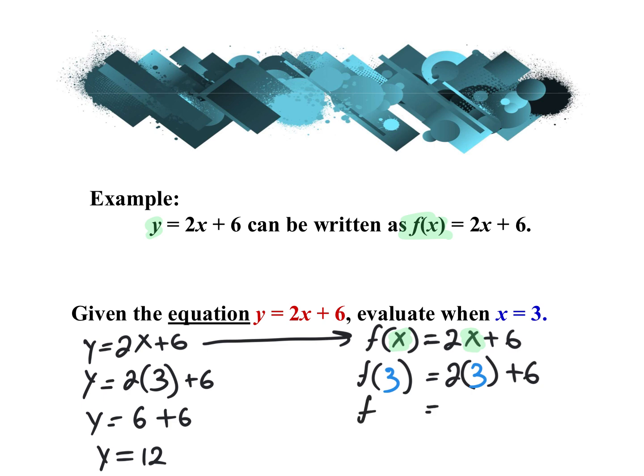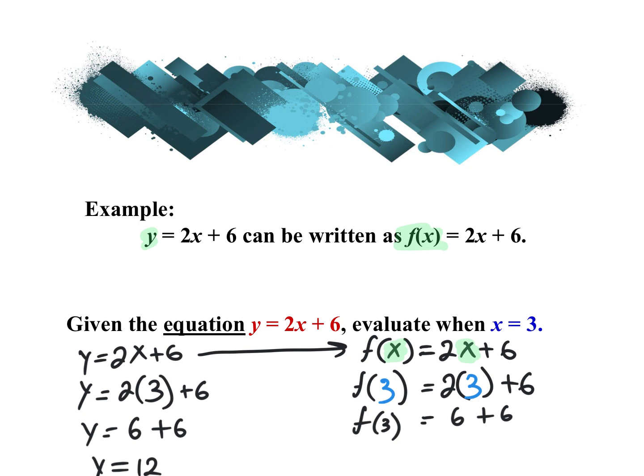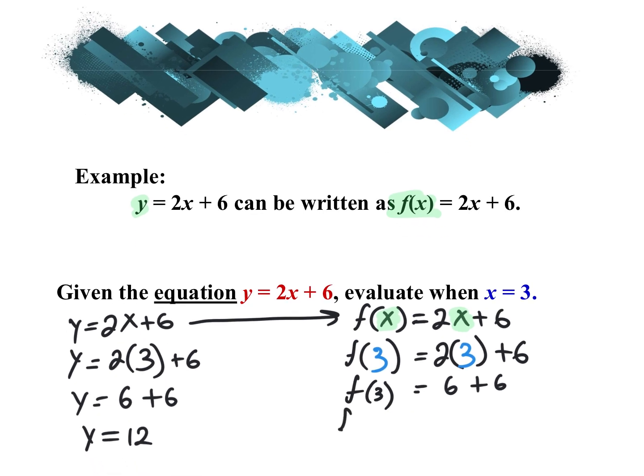Now you're going to solve it the same way. f of x equals 6 plus 6. And then we're going to get f of 3 equals 12. Now, we got the same answer right here and right here. So you can solve it the way you want, like the way you've been doing it, and then just plug it in after into the f of x, or in this case, f of 3.